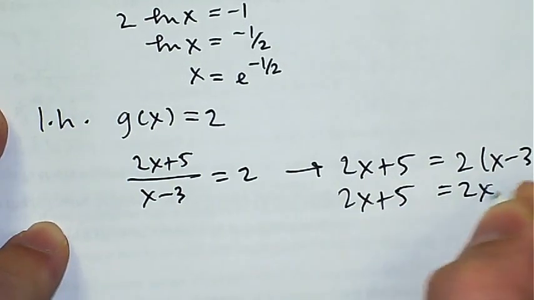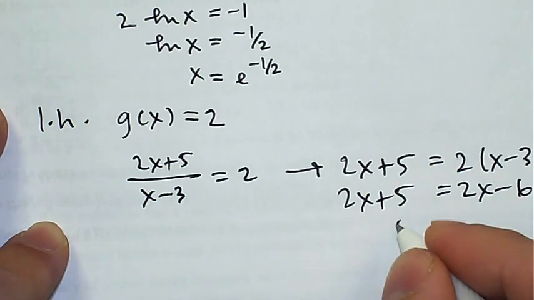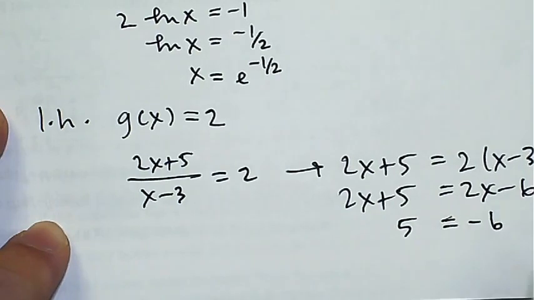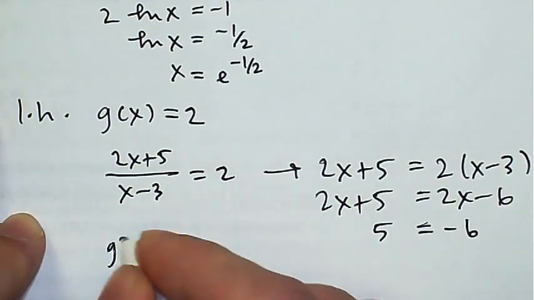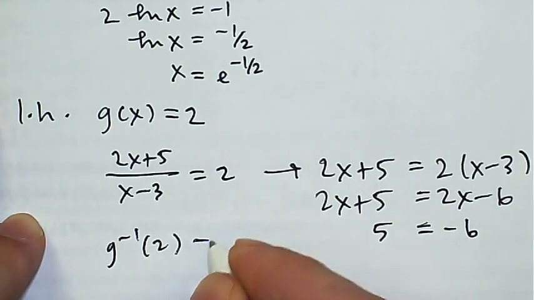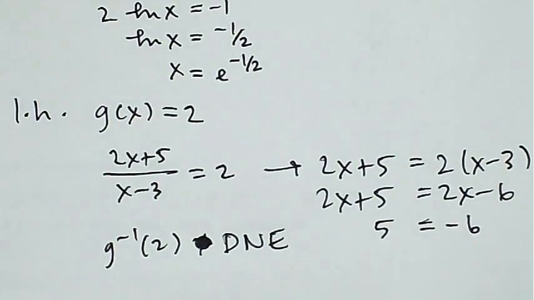I could distribute the 2, and then maybe subtract 2x from both sides. And then I get 5 equals negative 6. That's not true. No solution. G inverse of 2 doesn't exist. You can say it equals the null set if you like, but I think I'll probably just stop there and say it doesn't exist.